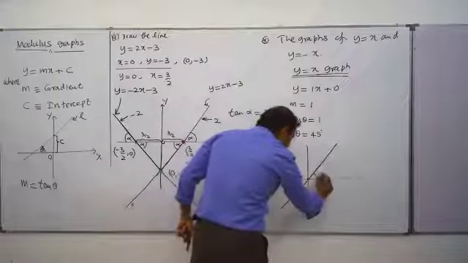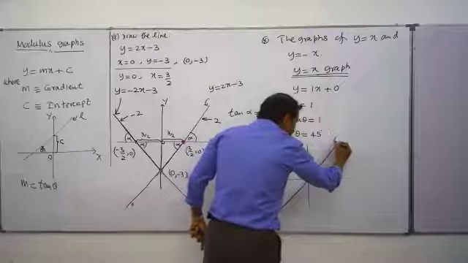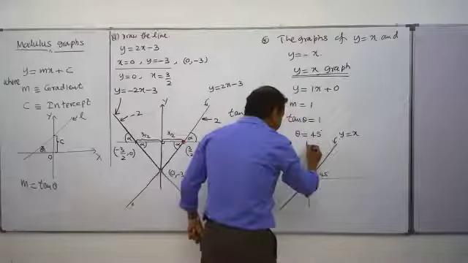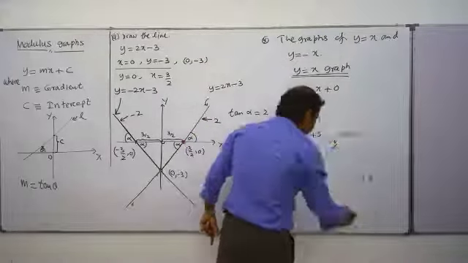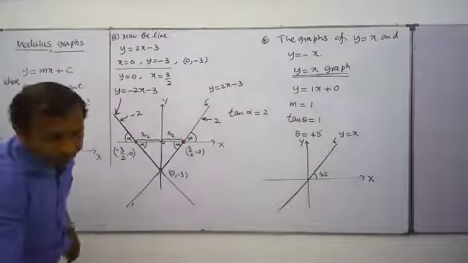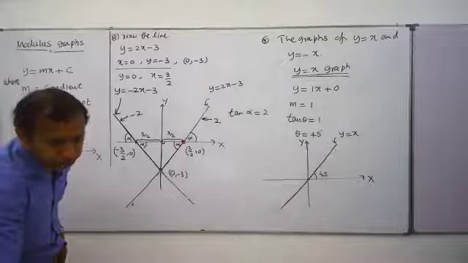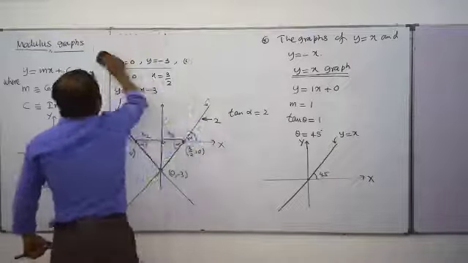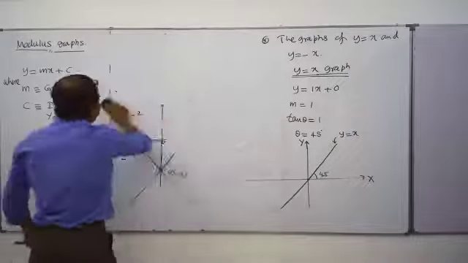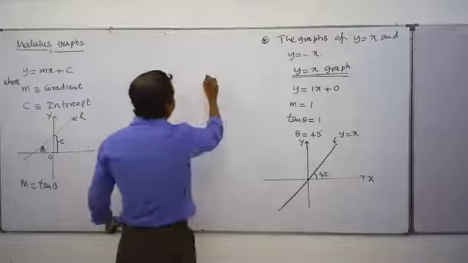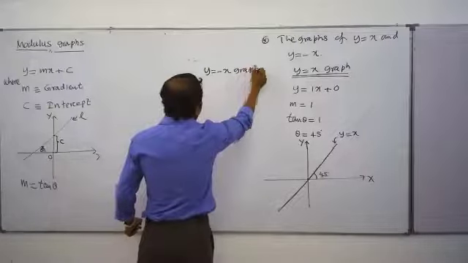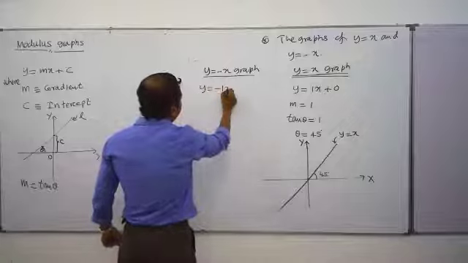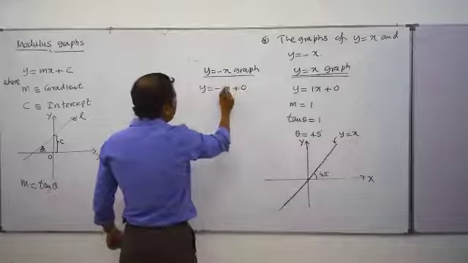This is 45. This is the y equals x line. This is the y-axis, this is the x-axis. Okay. Next one, take y equals minus x. Y equals minus x graph. You can write this as minus 1x plus 0. Intercept 0, passing through the origin. Gradient is minus 1.